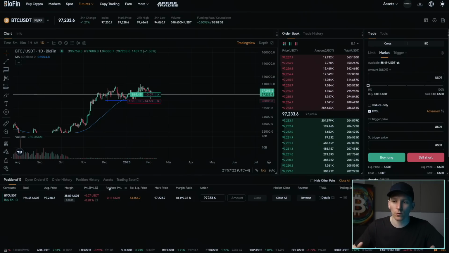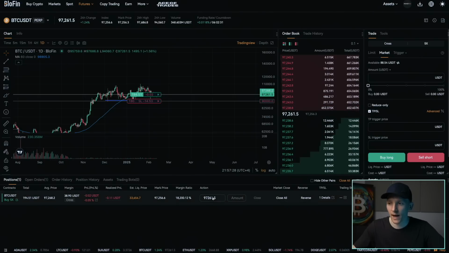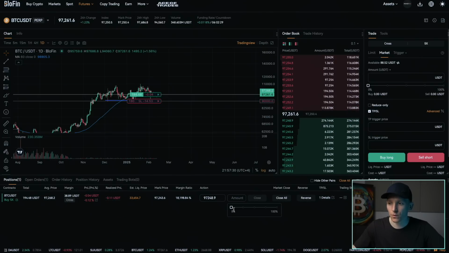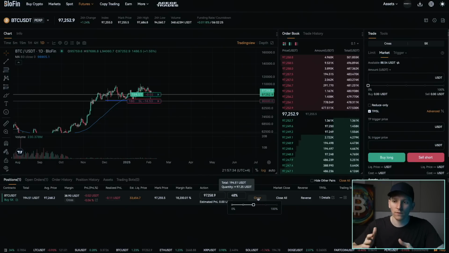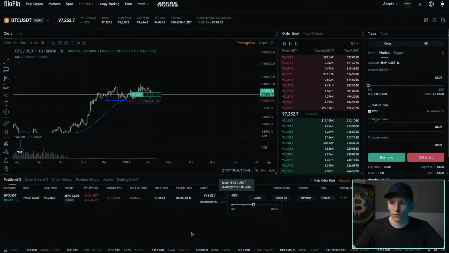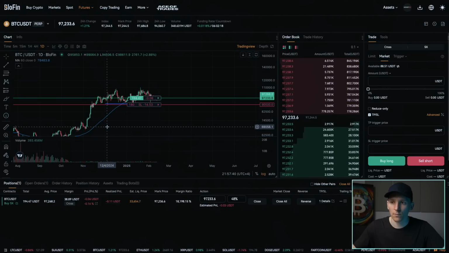And if you do close the order, you will realize either a profit or a loss there. So what you can do right here is go to action. You can choose an amount that you want to close, and then it says close here. If you press that, it closes a part of the order, in this case 48%. We can also change the order and the stop loss and everything as well.